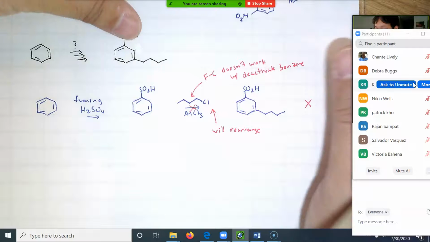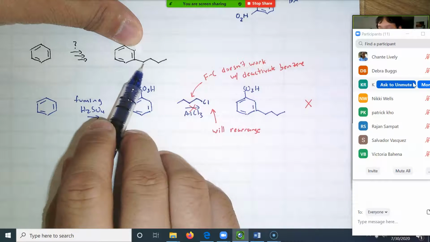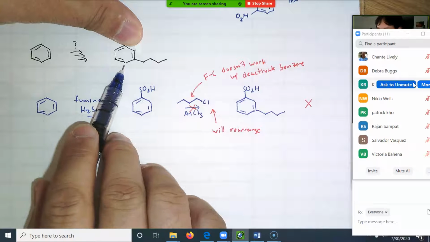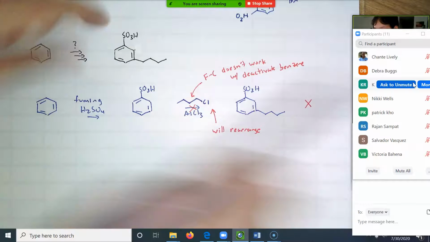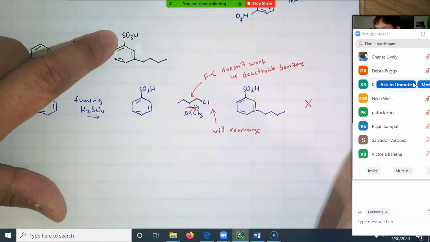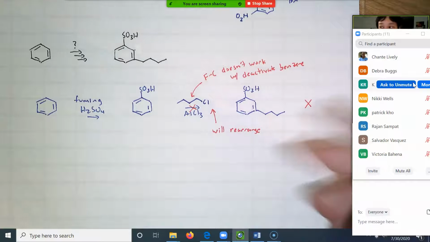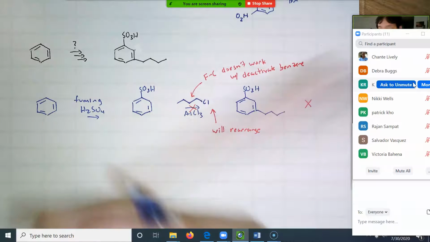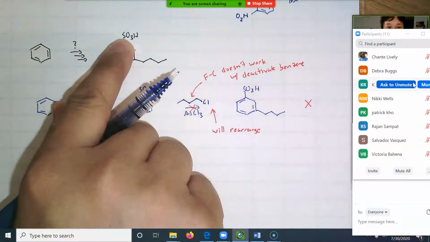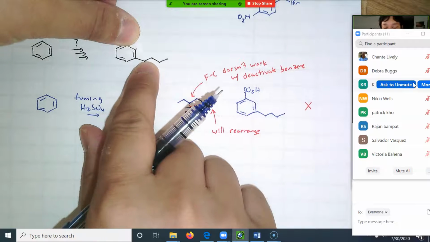Can we do this alkylation first? No, because an alkyl group is ortho-para directing. I would put the group on this carbon ortho or this carbon para. So how did that happen? How did I get a sulfonic acid in the meta position? Those are really difficult challenges because I've done both situations. I've added this first, roadblock. I've added this first, roadblock.